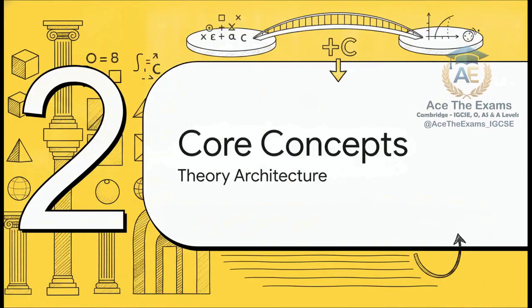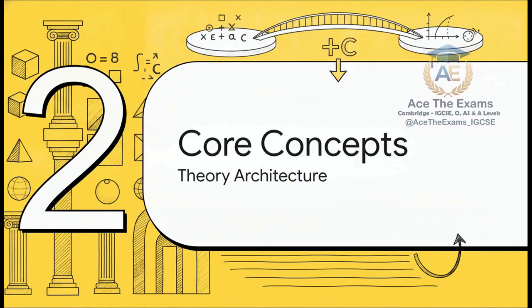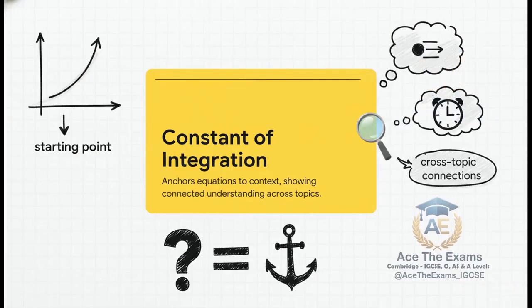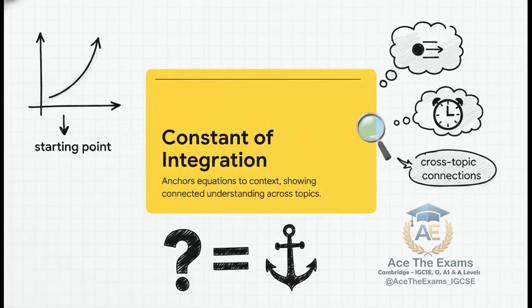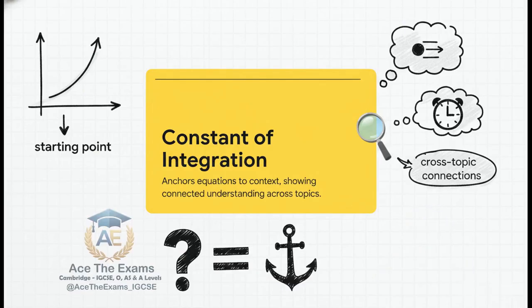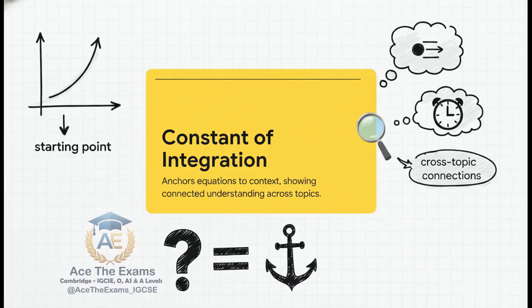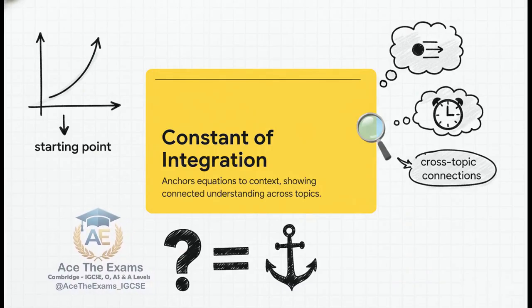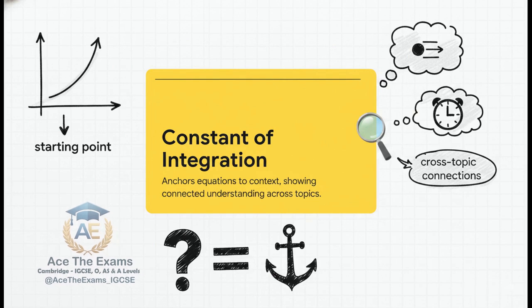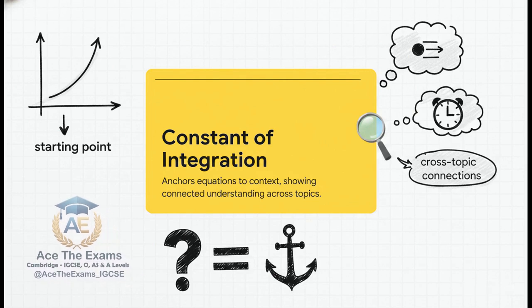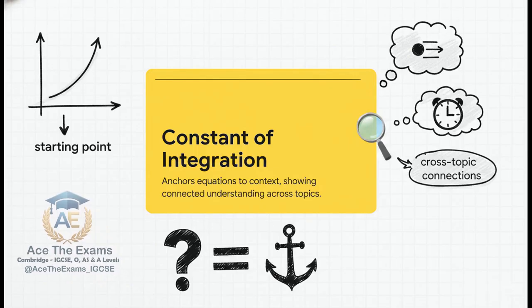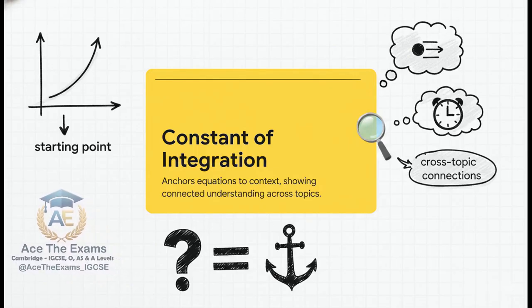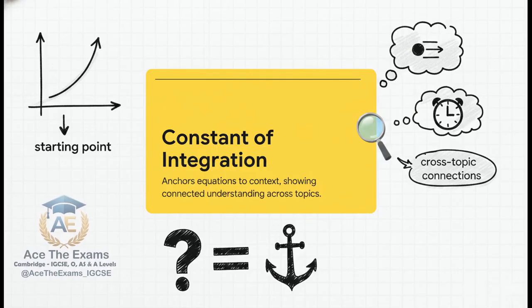Moving on to Section 2, Core Concepts and Definitions. This is where we build your theoretical architecture. Top-performing students, the ones walking away with the A stars, do not view math in isolated silos. They build a solid theoretical architecture that connects all these different topics together into one big picture. When you are deep into syllabus 9709, you cannot treat algebra, calculus, and geometry like separate islands. They aren't. The constant of integration is the ultimate bridge.